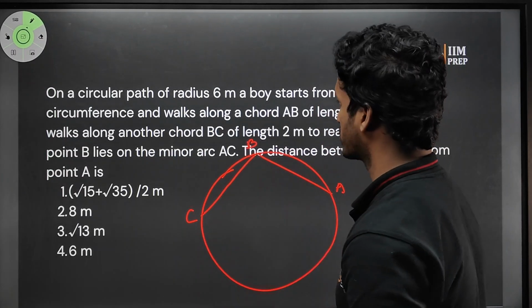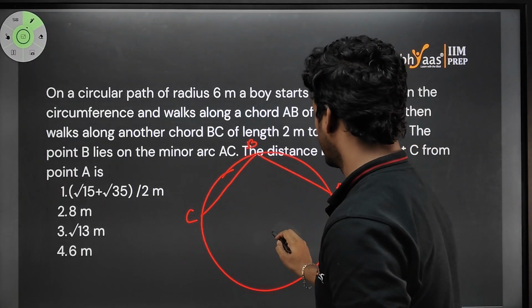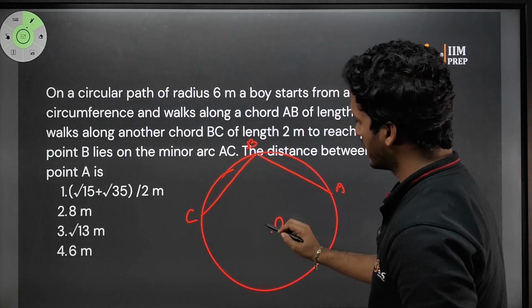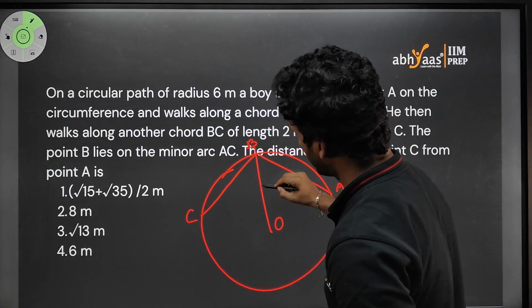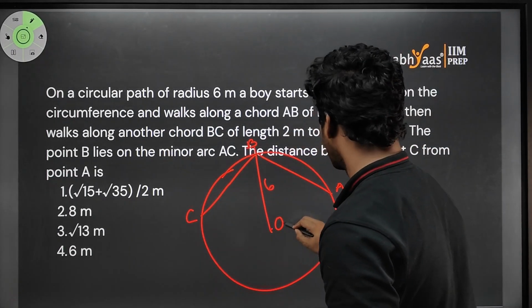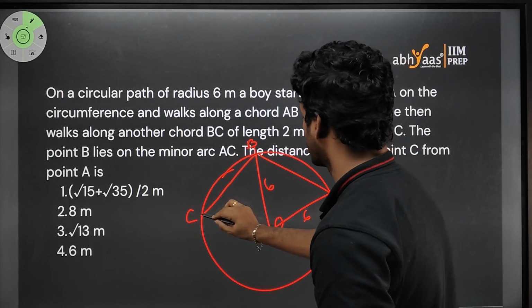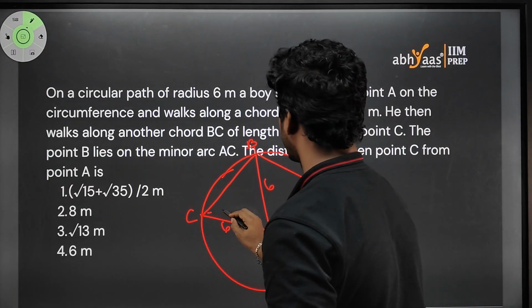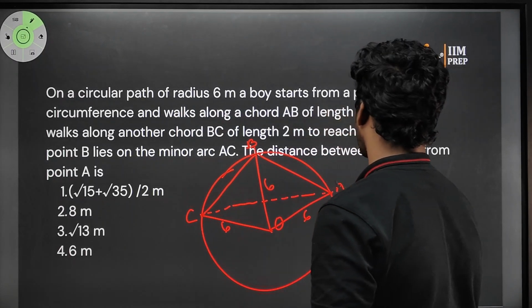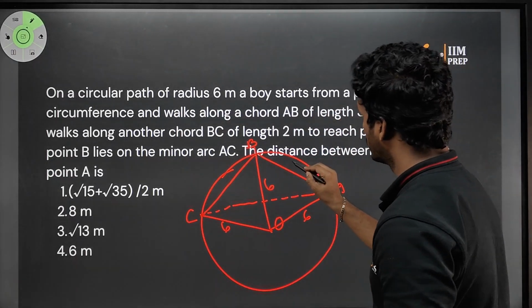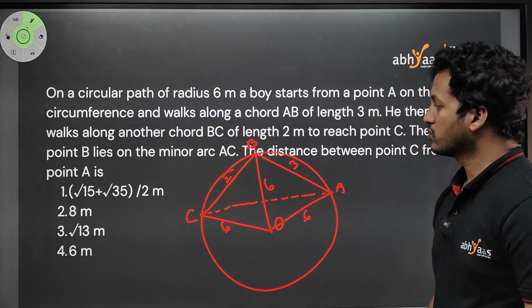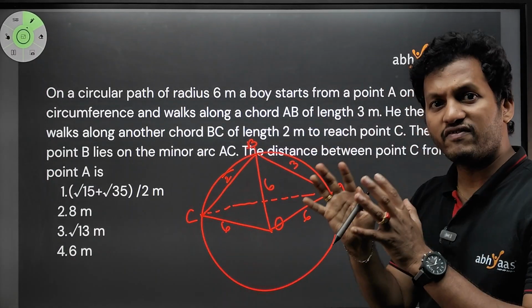chord of length 3 meters. Okay, so this is the center of the circle. So radius would be the same for every point, right? Here it is 6, here it is 6, here also it is 6. Now I want this length, whose length is 3 and this is 2. So I got every length.